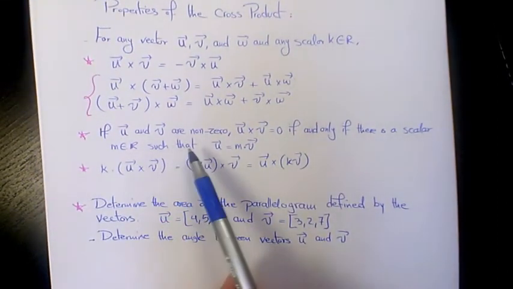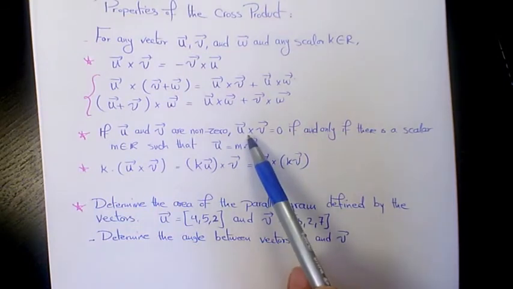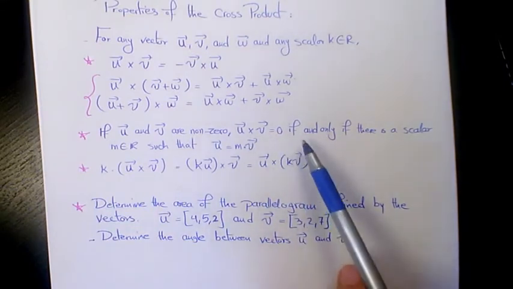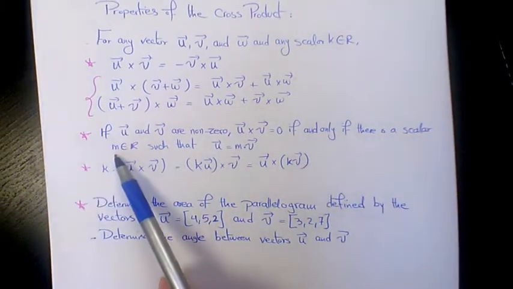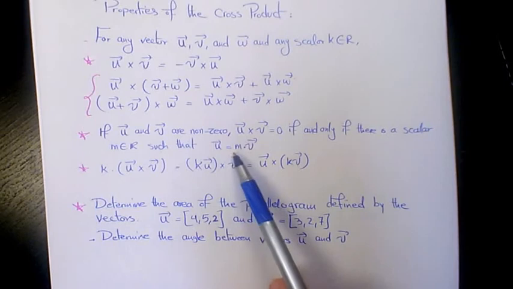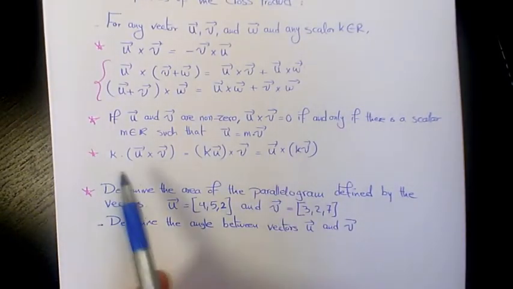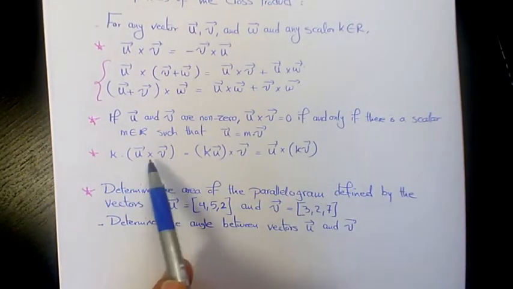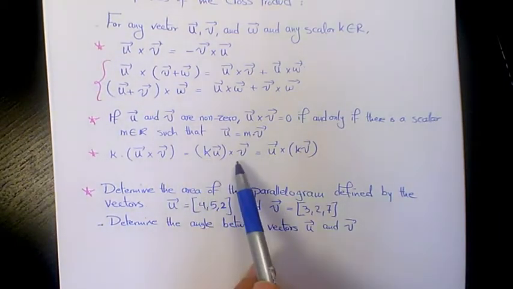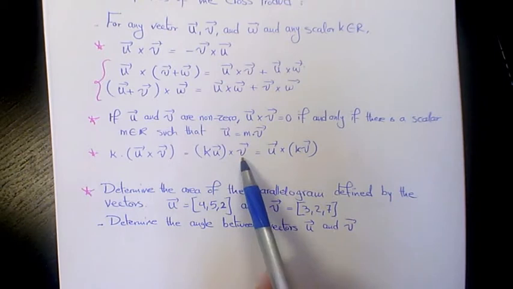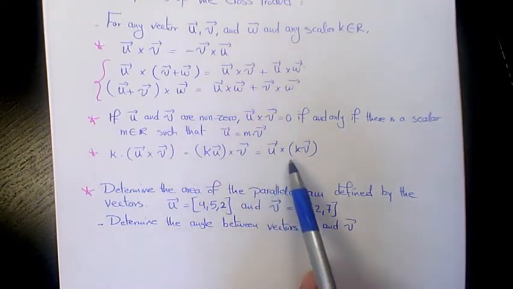If u and v are non-zero and the cross product of u and v is 0, if and only if there is a scalar m belongs to R such that u is equal to m dot v. It means that if we have two vectors u and v and both of them are non-zero, if the cross product of u and v is 0, we can say that these two vectors are collinear. Next one, k dot the cross product of u and v equals the cross product of ku and v, and it is equal to the cross product of u and kv.